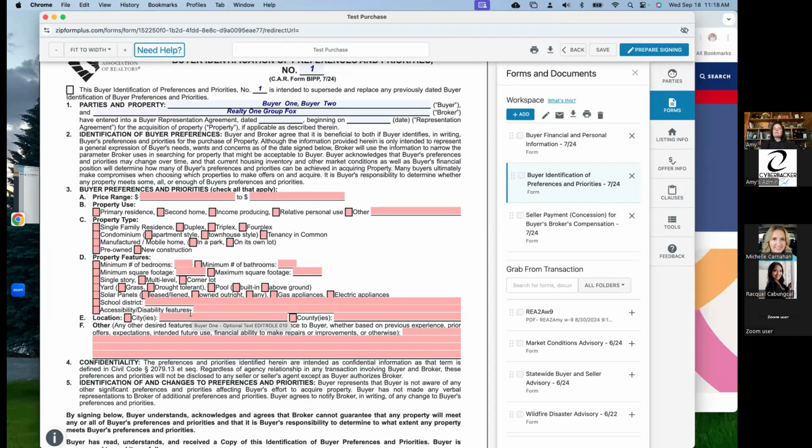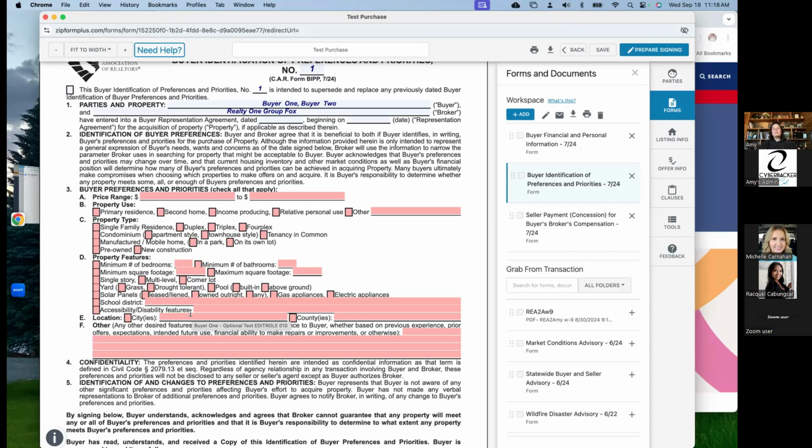Minimum square footage, right? Single story, multi-level, corner lot, yard. Do they want grass, drought tolerant, pool? Do they want solar? Are they specific to a school district? Do they need any accessibility or disability features? Do they have any preferences on cities or counties, and any other feature that they find would be helpful?